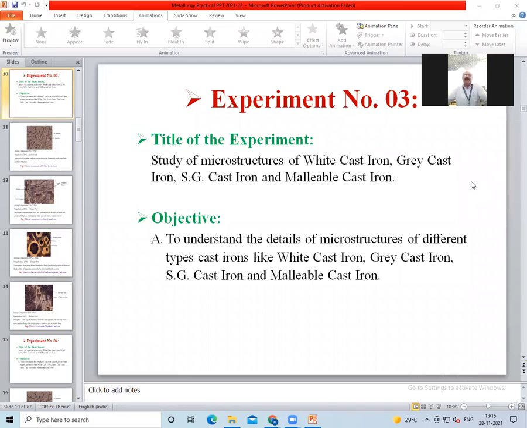So in this experiment, we're going to study the microstructure of only cast iron. Okay. And these microstructures we will have to see under the microscope. So the main objective is to understand the detailed microstructure of the different types, what each contains. Maybe here pearlites.